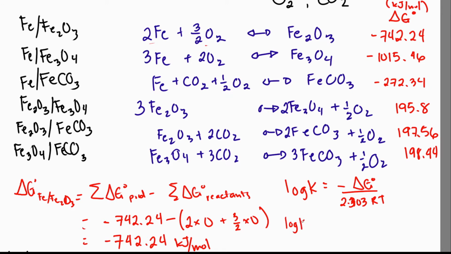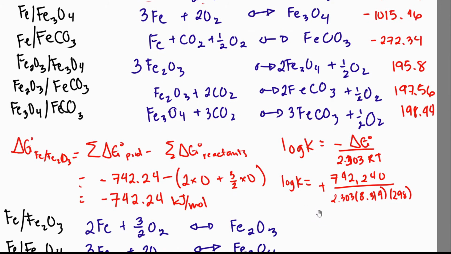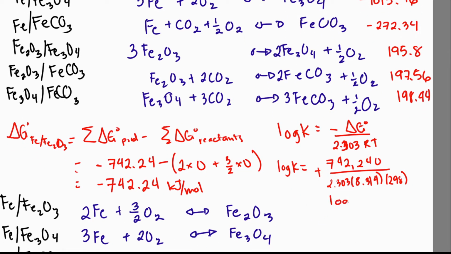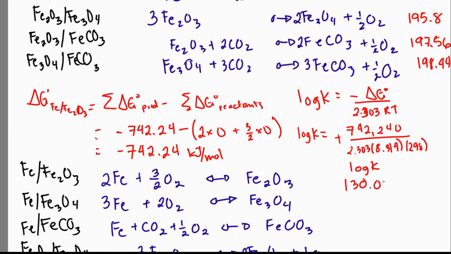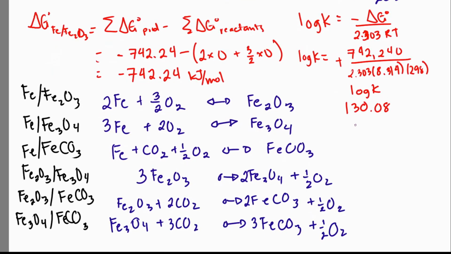We can get log K. Log K is just equal to negative of negative 742.24, but since it is negative, it becomes positive, over 2.303 times 8.314 times our temperature, which is 298 Kelvin. If we solve for that, we'll get 130.08.